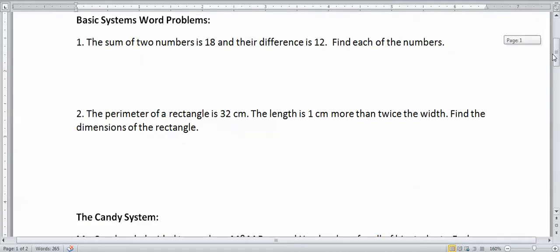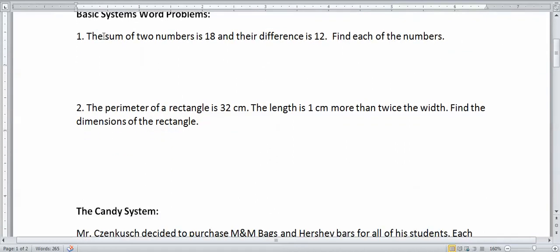So in this first problem, it says the sum of two numbers. Well, it doesn't tell you what those two numbers are. That means you have two variables, right? I've got two numbers. X will be the first number, and y will be the second number. We don't know what they are, we've got to find them, but it says the sum of those two numbers is 18 and their difference is 12. Find each of the numbers.